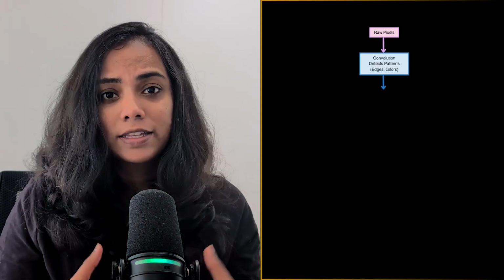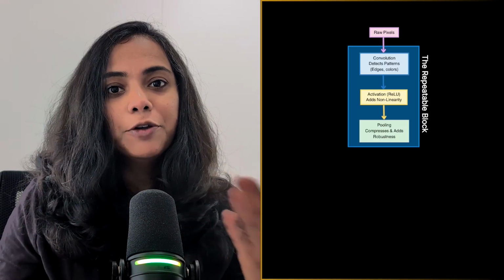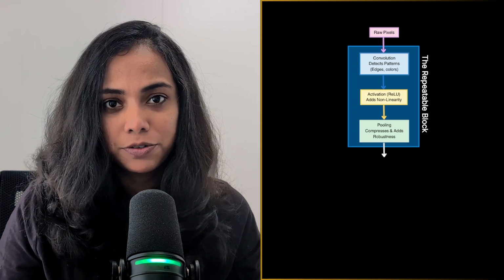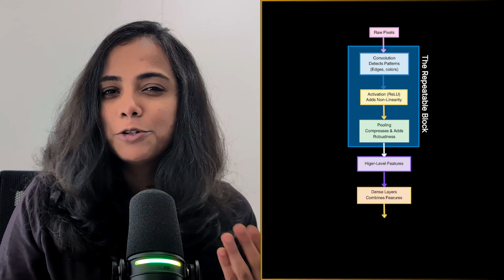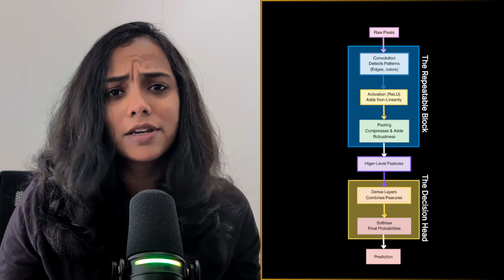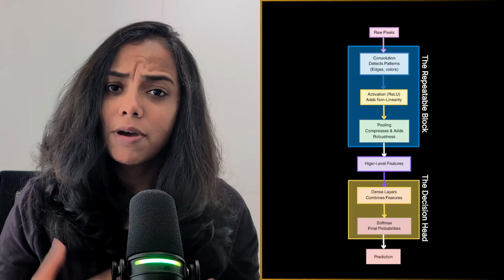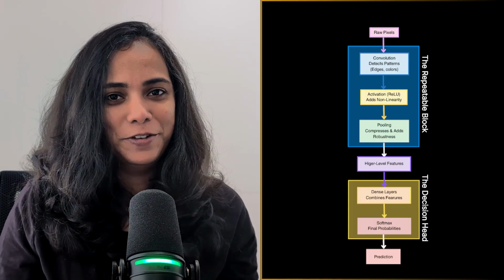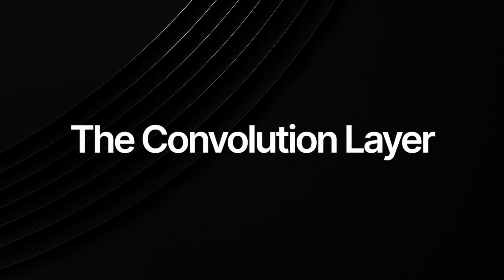A CNN is essentially a stack of specialized blocks. There's the convolution layer, the activation, which is typically a ReLU, pooling, and then you repeat this block many times to form the architecture. The final layers are usually the dense layers, followed by a softmax if you're doing a classification. So among all these layers, let's look at the star of the show, which is the convolutional layer.